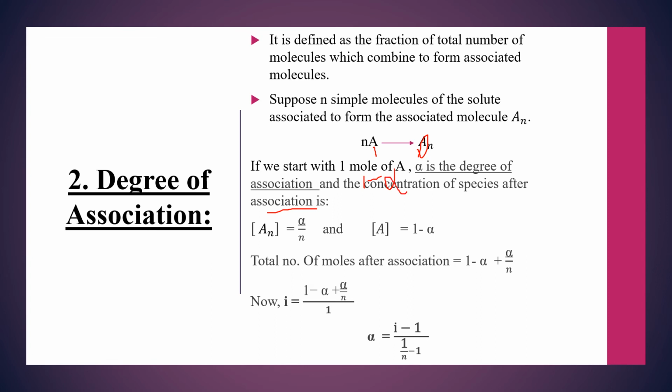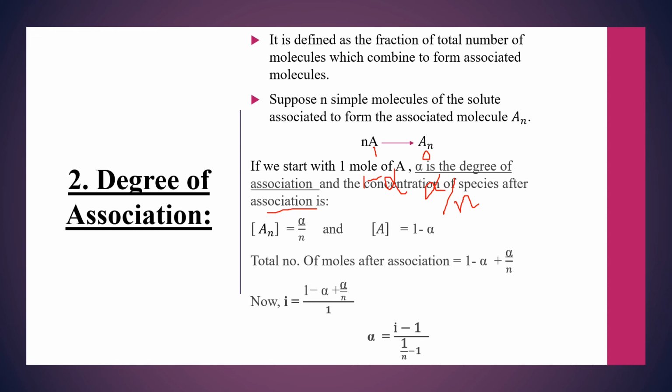After molecule A gets dissolved in the solvent, its concentration decreases and becomes 1 minus alpha. Since it is forming a bigger molecule A_n, the concentration of A_n will become alpha by n, because its concentration gets reduced by n times. Similarly, the concentration of A is 1 minus alpha. Now the total number of moles after association will be equal to 1 minus alpha plus alpha by n.